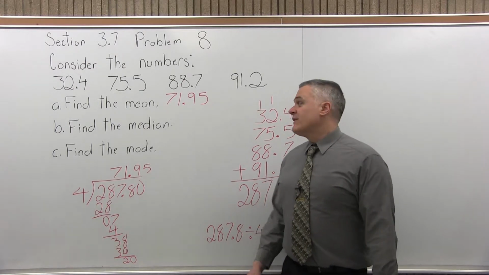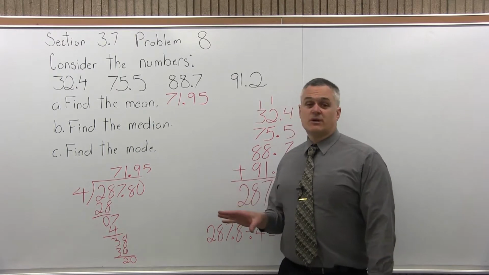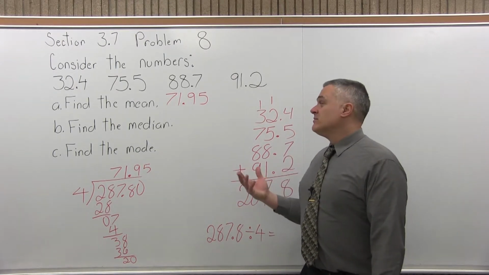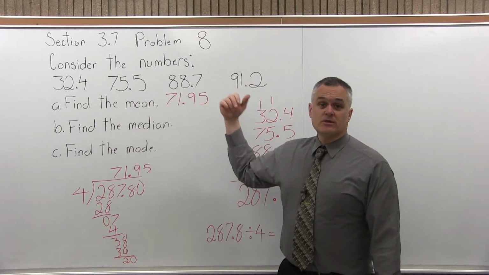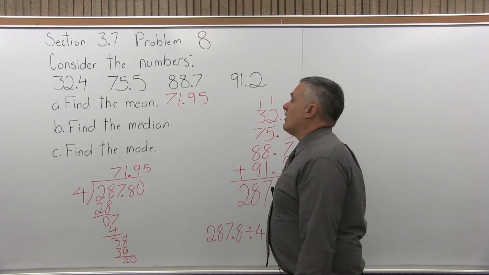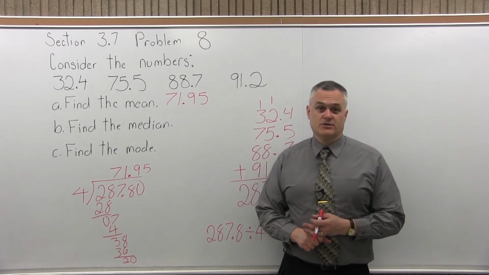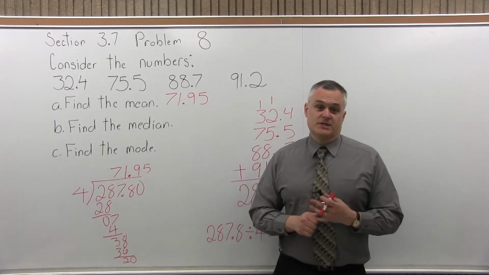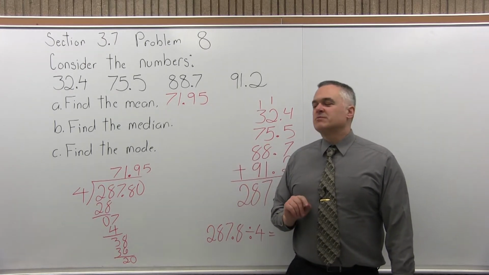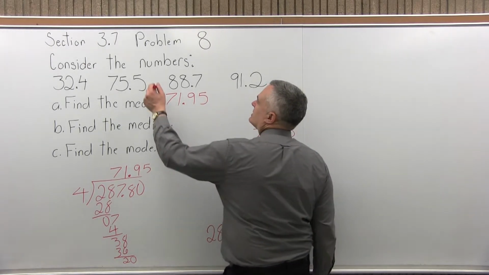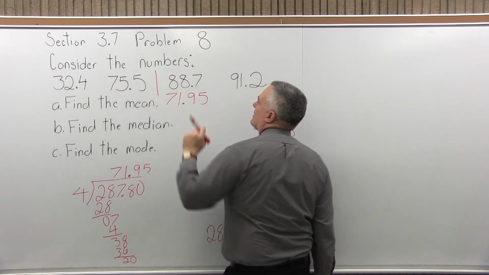So next, find the median. The median is the middle value of a list of numbers when the list is in order. Just by coincidence, this list is in order. Everything gets a little bigger as we go through the list from left to right. There are 2 ways to find the median. One way is if you have an odd amount of numbers in your list, which we don't have. If it's an odd amount, there's one number right in the middle. This is even, so we have to split the middle 2 numbers, between 75.5 and 88.7.